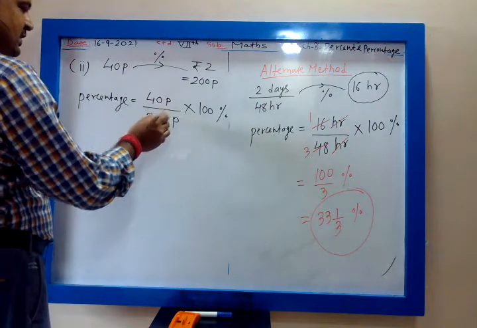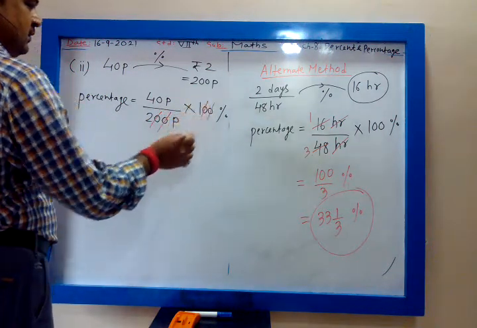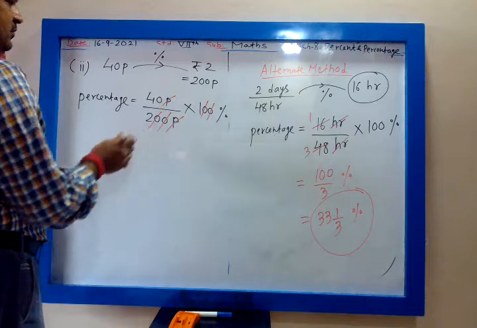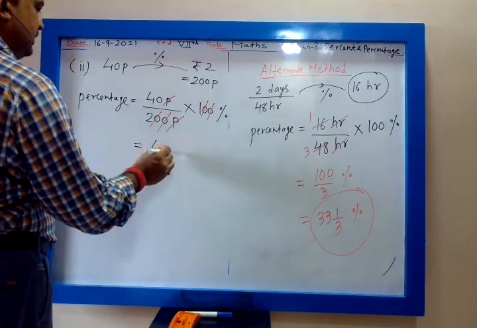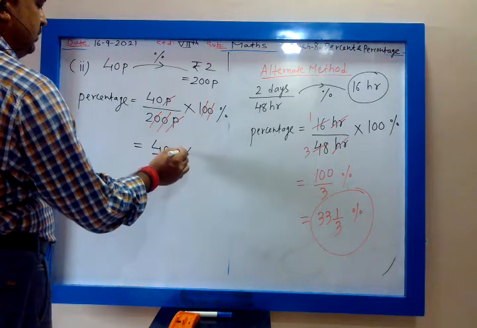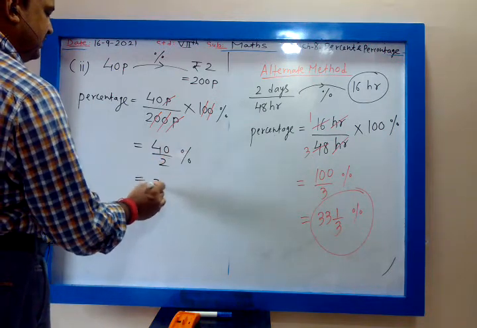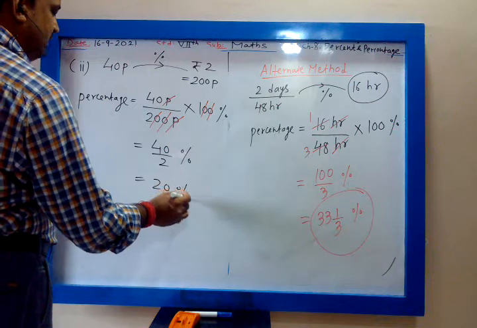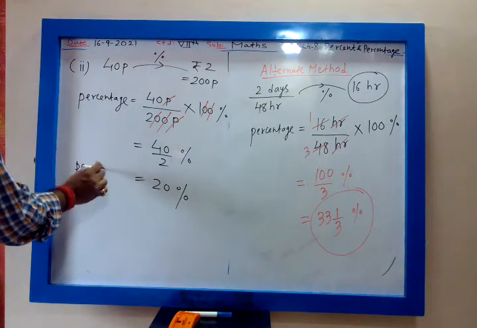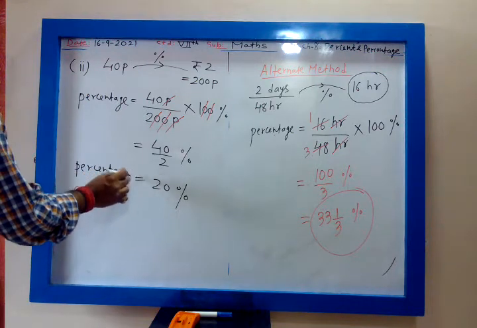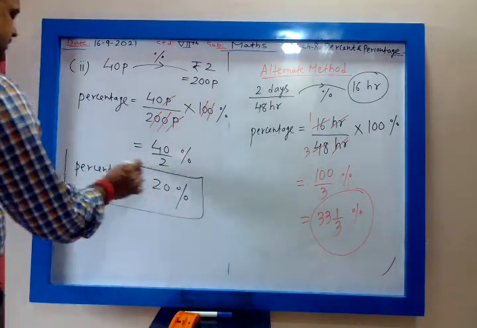So 2 zeros get cancelled. Then paise get cancelled. What is left? 40 upon 2%, which is same as 20%. Yes, my dear, understood. So this method is more easier. So percentage is 20%.